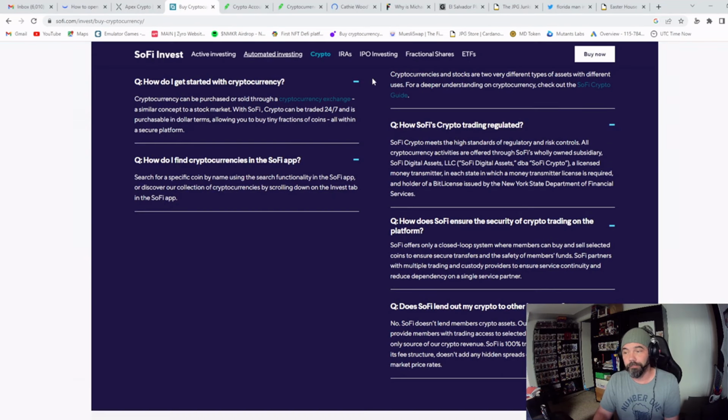We like SoFi. One thing we like about SoFi: does SoFi lend out your crypto to other borrowers? No, SoFi does not lend out members' crypto assets. So this is something that is big right now, and this is also there as far as trading regulations. They do own the BitLicense, and the place that owns their crypto is actually SoFi Digital Assets. So this is big for us. We do like that aspect of it.